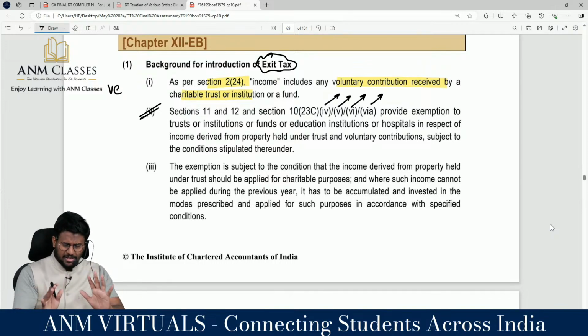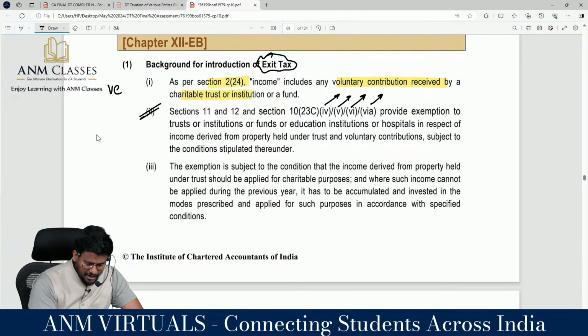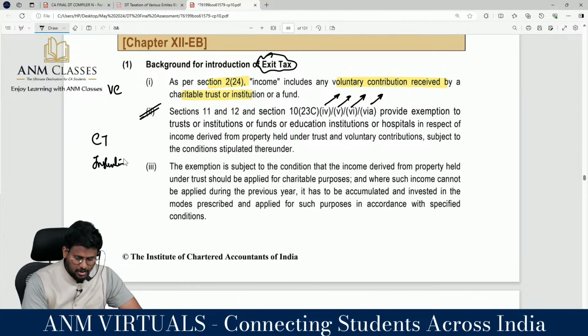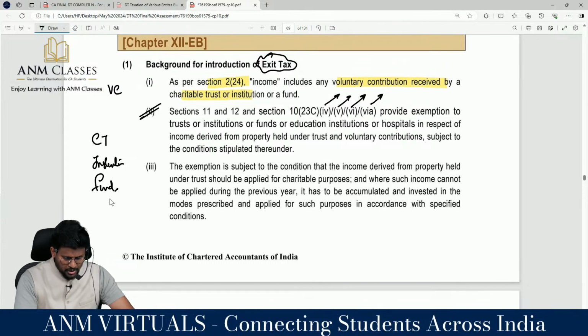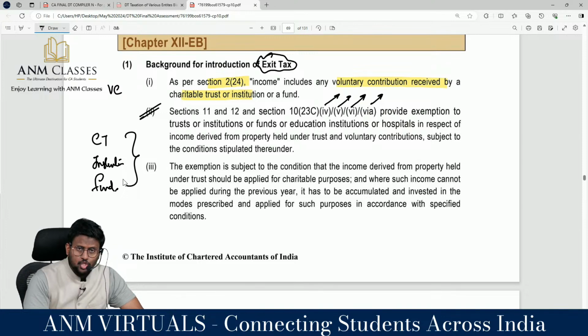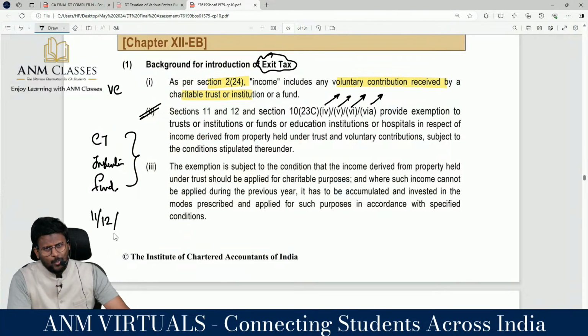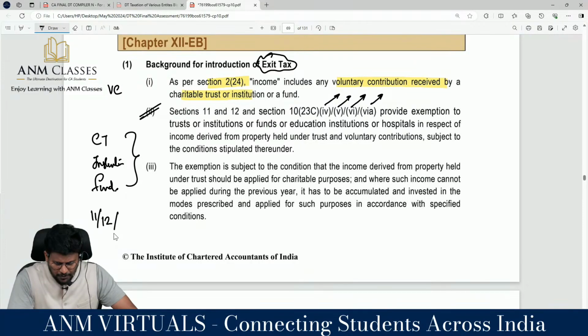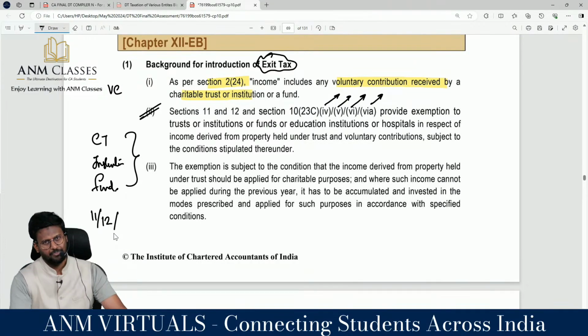That means what they are saying is, you may start a charitable trust or you may start an institution for the purpose of education or hospital, or you may start a fund. My dear lovable students, these guys are enjoying exemption either under section 11 or 12 or 10(23C) class 4, class 5, class 6, class 6A.